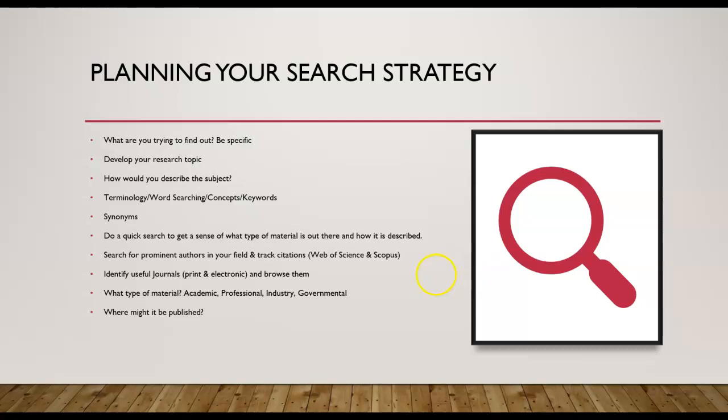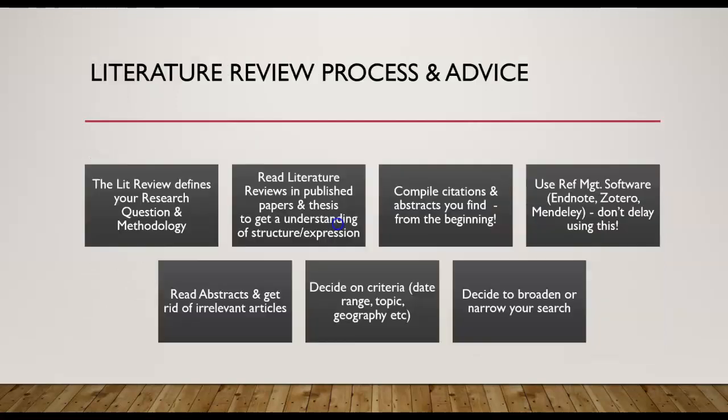Identify the useful journals. What are the high impact journals, whether they're print or electronic, and browse those. Are you using academic information, professional, industry or governmental information, and where might that be published? This is a handy guide here, a step-by-step through the process and the different advice. And I've mentioned this briefly before, but you can come back to this and use this page as a guide.